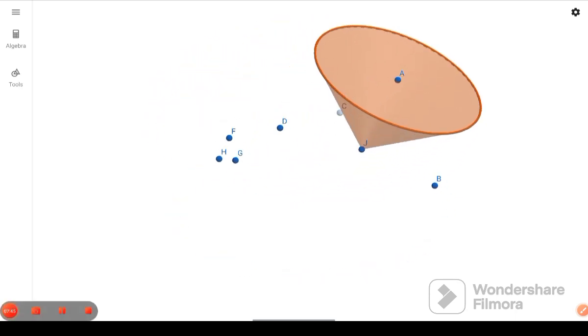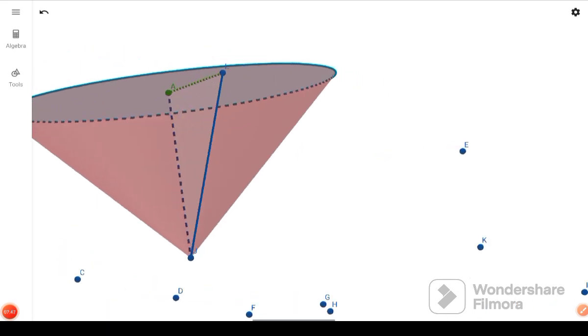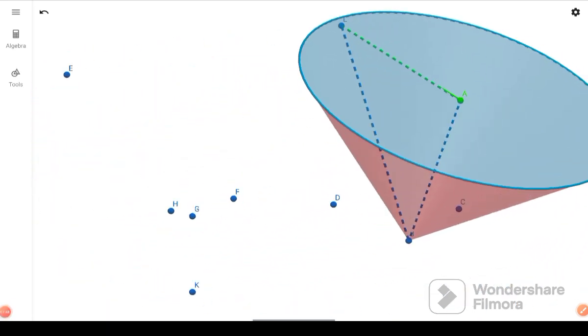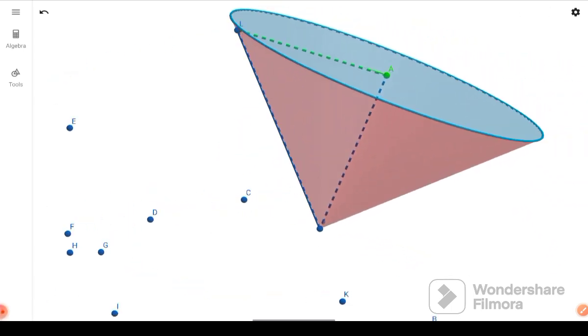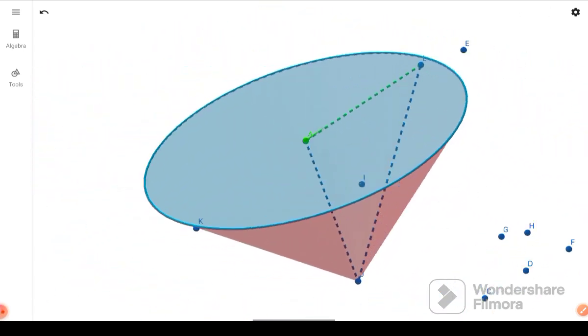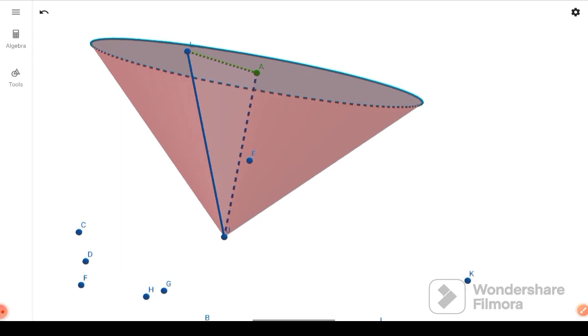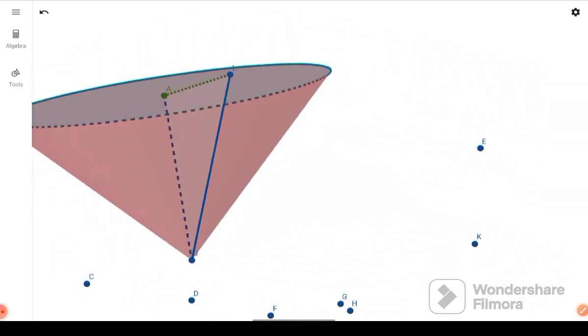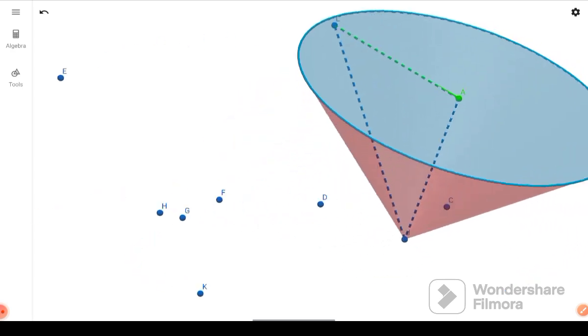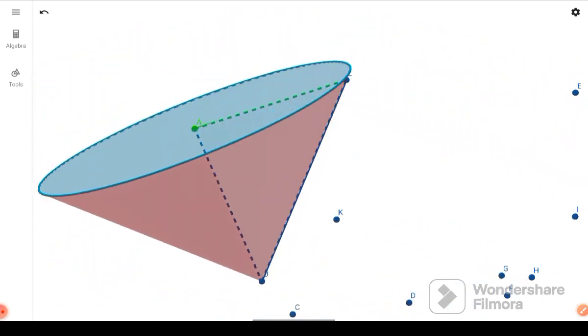Okay, just wait. So you can see that I have drawn one right angle triangle. If a right angle triangle rotates along its perpendicular, meaning maybe along its base or along its height or altitude, then this type of cone will be formed.